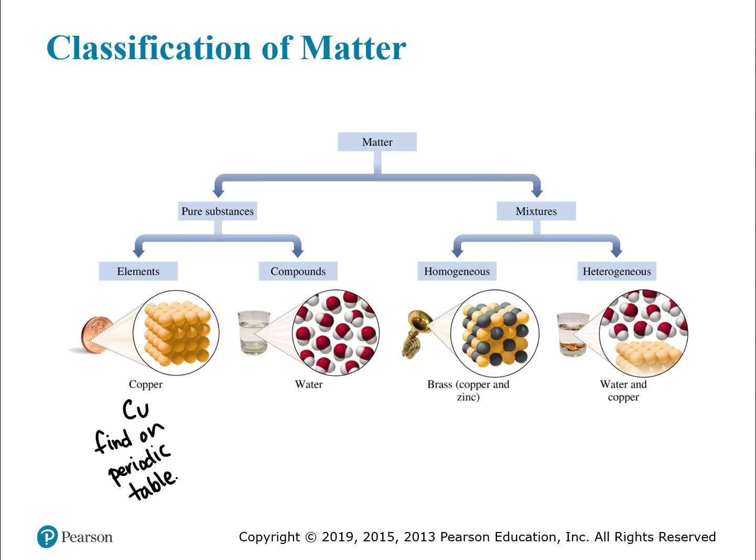Compounds, we're talking about things that exist in definite ratios. Water is always H2O. If it's anything other than that, it's not water. Another great example is table salt, sodium chloride, NaCl. If it's anything else, it's not table salt. Those are compounds. And you can break down compounds into elements.